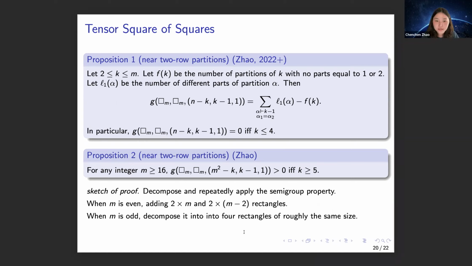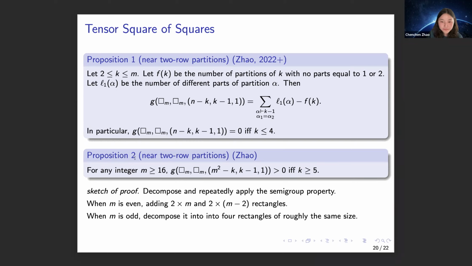And if k is slightly larger, k from 5 to the size of the side length, we have this closed formula for it. It's equal to the sum of L1 of alpha minus f of k, where f of k is the number of partitions of k with no parts equal to 1 or 2, and L1 denotes the number of different parts of the partition. And this number can be shown to be greater than 0 if k is greater than 5 and less than or equal to m.